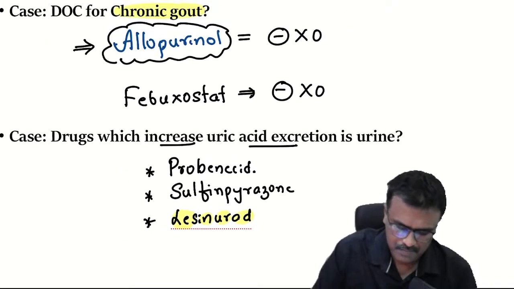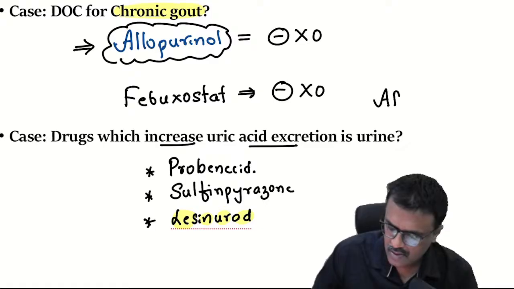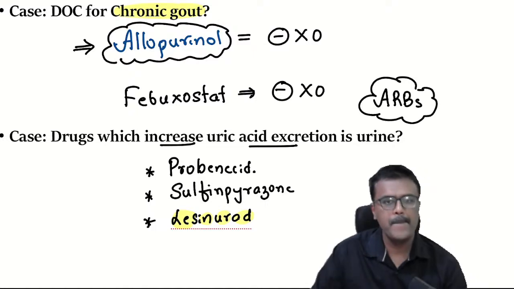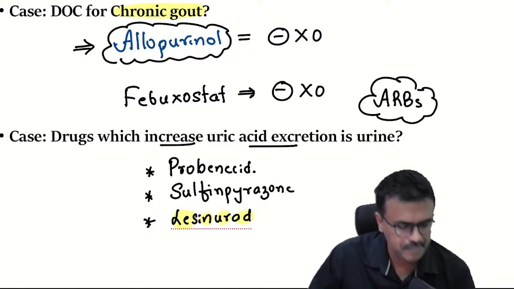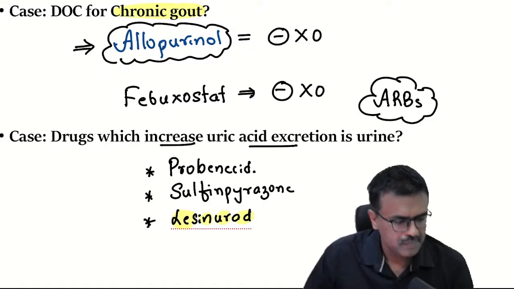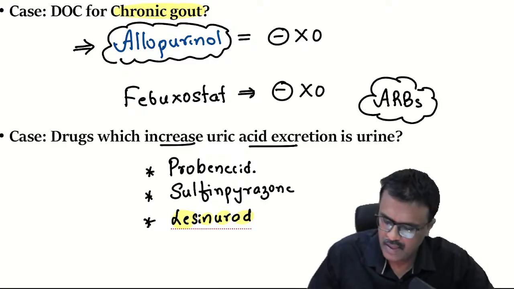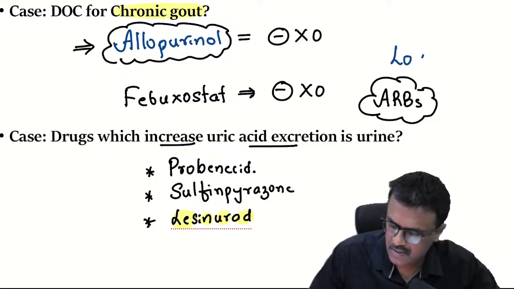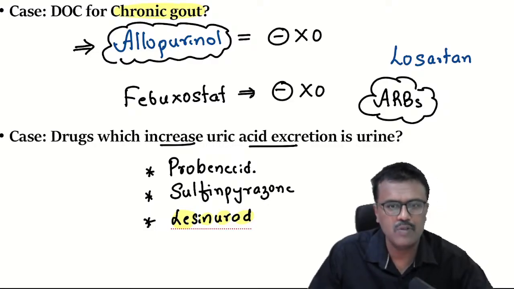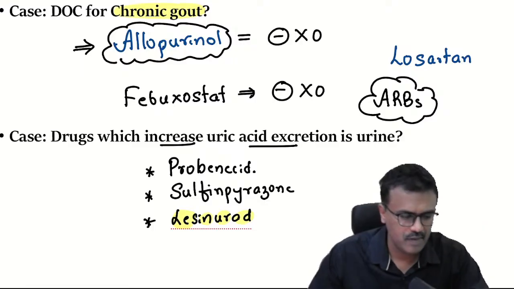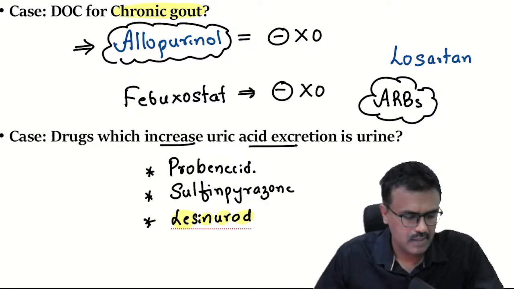Now can you tell me an ARB which increases uric acid excretion? Waiting for your answers. Yes, the ARB which reduces uric acid. Yesterday also I told you, the name is losartan. Losartan lowers two things, uric acid and thromboxane A2. Very, very important. Yes, you are right, Toludin, Rama, correct.